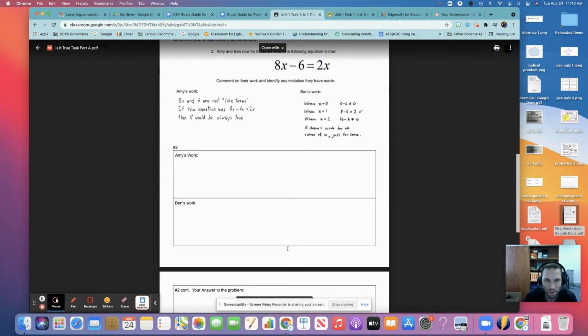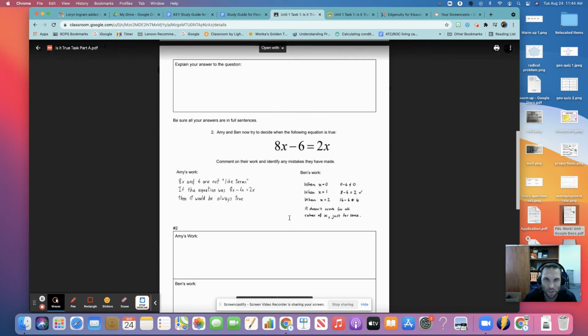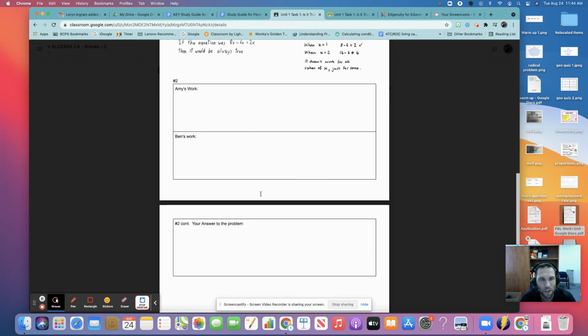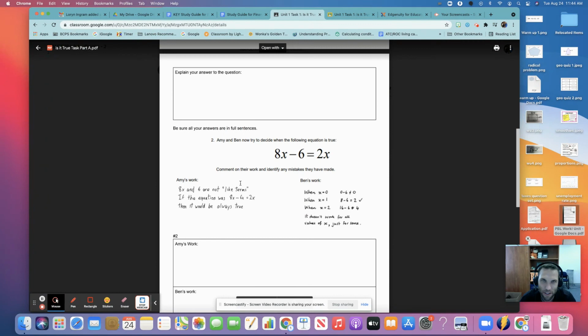So the way you guys did this is you would subtract 8x from both sides, or subtract 2x from both sides. I think subtracting 8x might be easier in this case. You'll get -6 equals -6x, and then that'll give you x equals 1. And you can see, when x equals 1, you get a true statement. So, okay, that is the task.